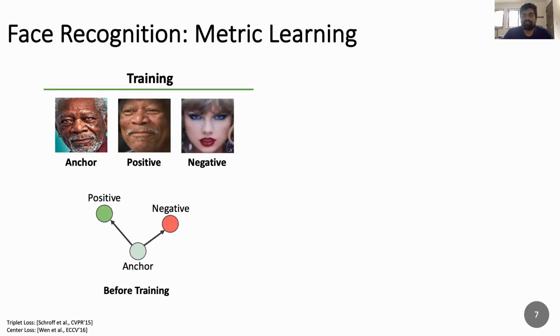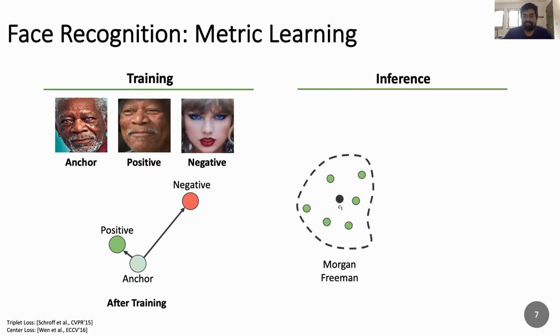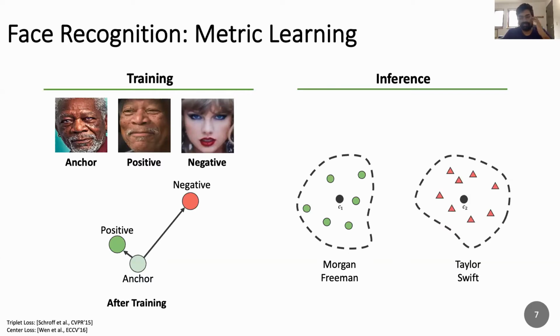The goal of the loss function is to minimize the distance in the embedding space between the anchor and the positive sample, and to maximize the distance in the embedding space between the anchor and the negative sample. After training, the embedding space should look something like this, where samples of Morgan Freeman are close to each other, and the same for Taylor Swift. When a new unseen face is introduced during inference time, the network measures the distance in the embedding space to different cluster centroids and determines which identity it belongs to.